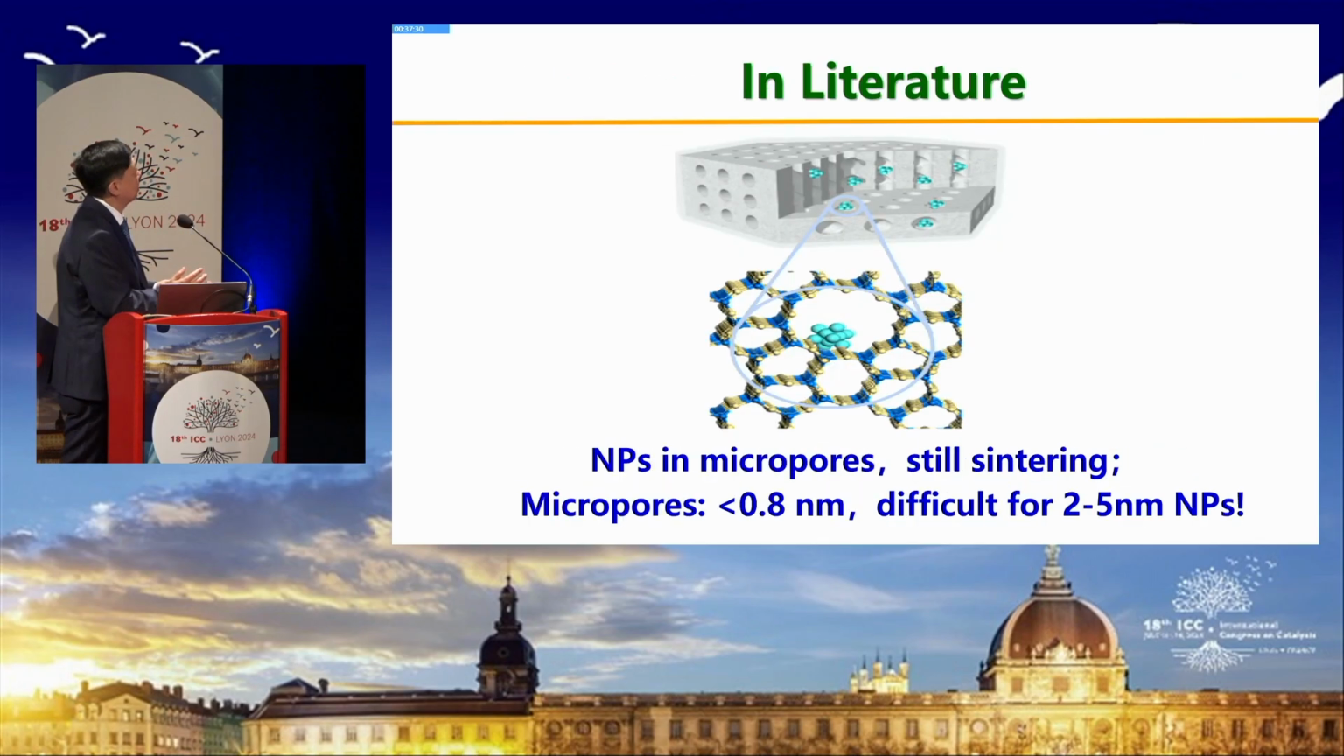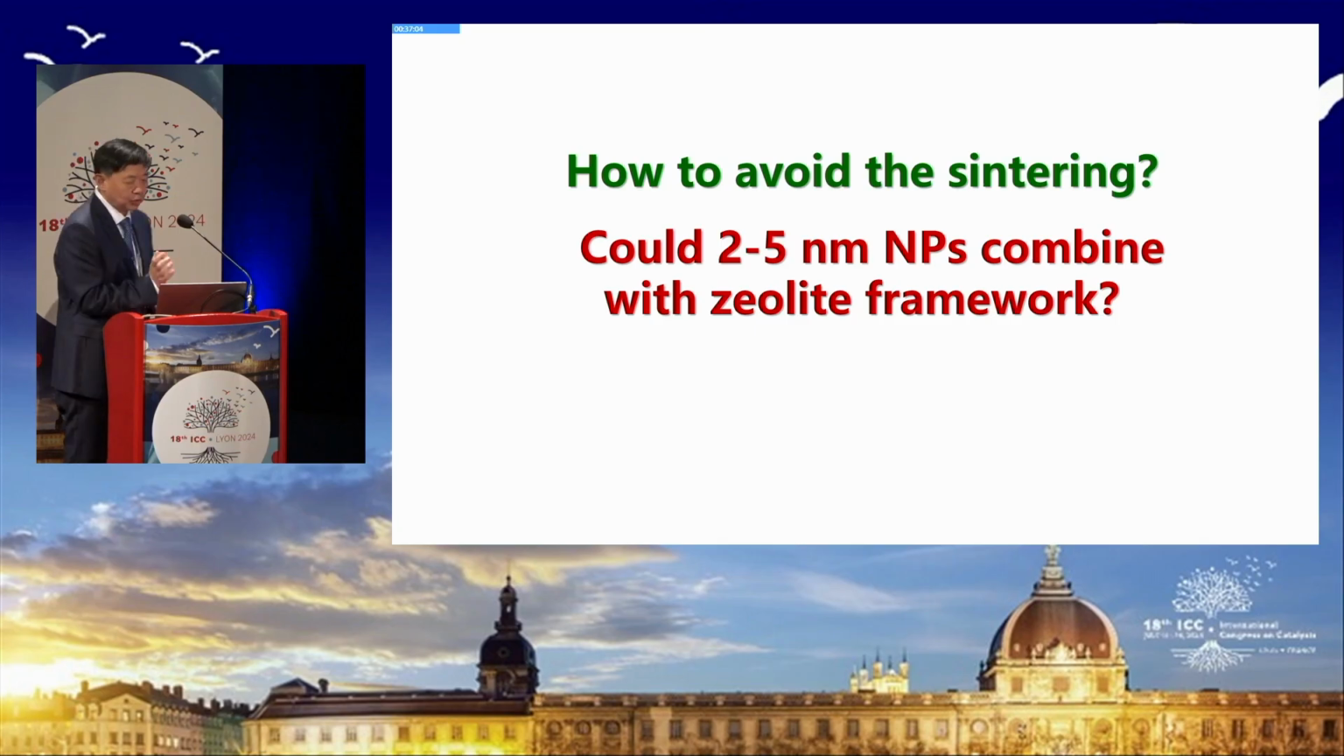In the literature, there are already reports of nanoparticles in the micropores. But in this case, nanoparticles move easily, so there is still sintering. In this case, the micropores are usually less than 0.8 nanometer, but industrial catalysts are always 2 to 5 nanometer. It's difficult to introduce them into a zeolite crystal. So how to avoid the sintering? Could 2 to 5 nanometer nanoparticles combine with a zeolite framework? This is always a question for the students.